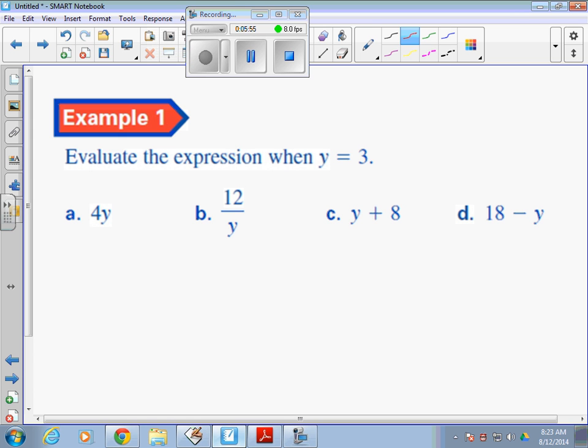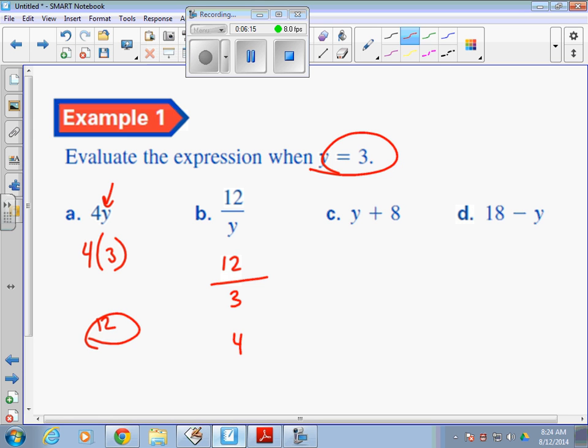Okay, for the first one, letter A says 4 times y. We're evaluating these expressions when y's value is 3. So all we're doing is substituting it in. 4 times 3, we know 4 times 3 is simply the number 12. For the letter B, it says 12 divided by y, again, we're plugging in the number 3 in place of y. 12 divided by 3 is 4.